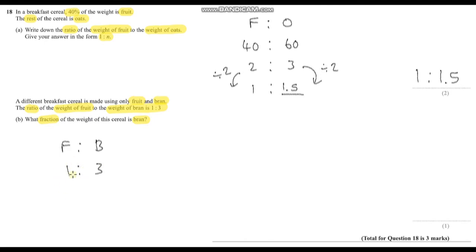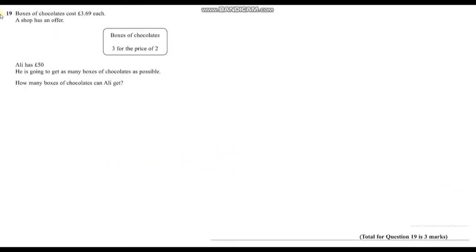So 1 portion of fruit and 3 portions of bran. Well, the fraction that is bran is going to be 3 out of the total. Well, the total in this case is 4, because if we've got 3 bran and 1 fruit, that's a total of 4. And out of those 4, 3 are bran. So that is our answer. Our answer is 3/4.